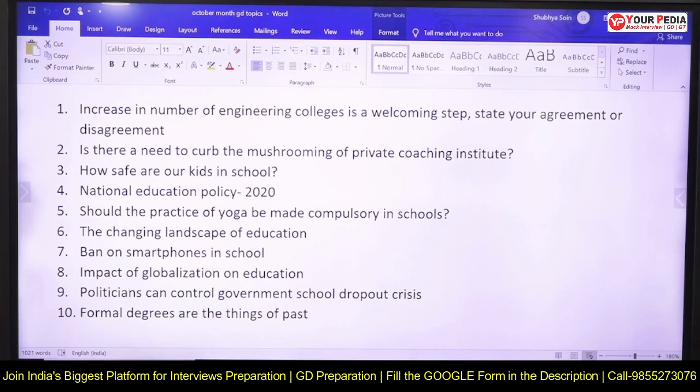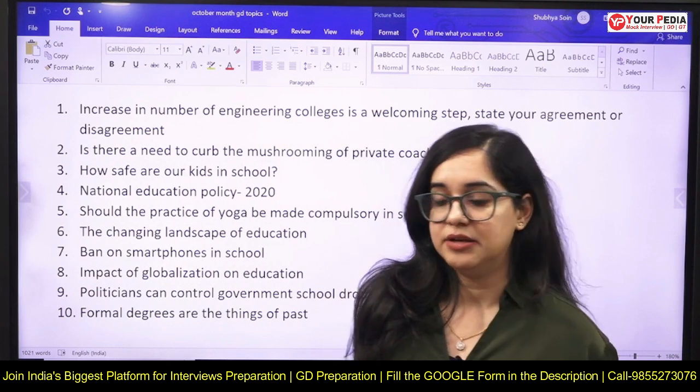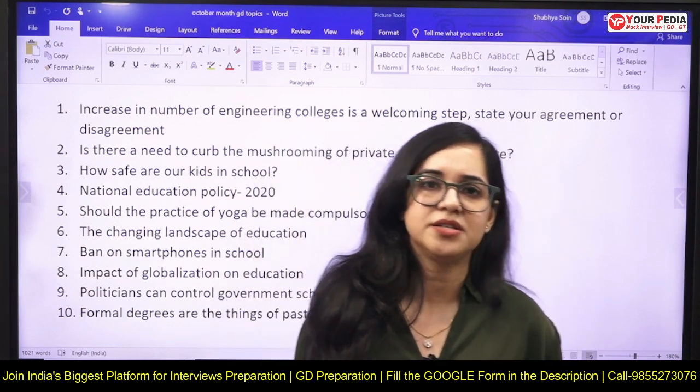Is there a need to curb the mushrooming of private coaching institutes, because we all know there is a high number of them? How safe are kids in our schools? Because we all know about the number of societal cases and other issues, like those related to women's safety, and teachers behaving inappropriately with girl students, and many other such cases.